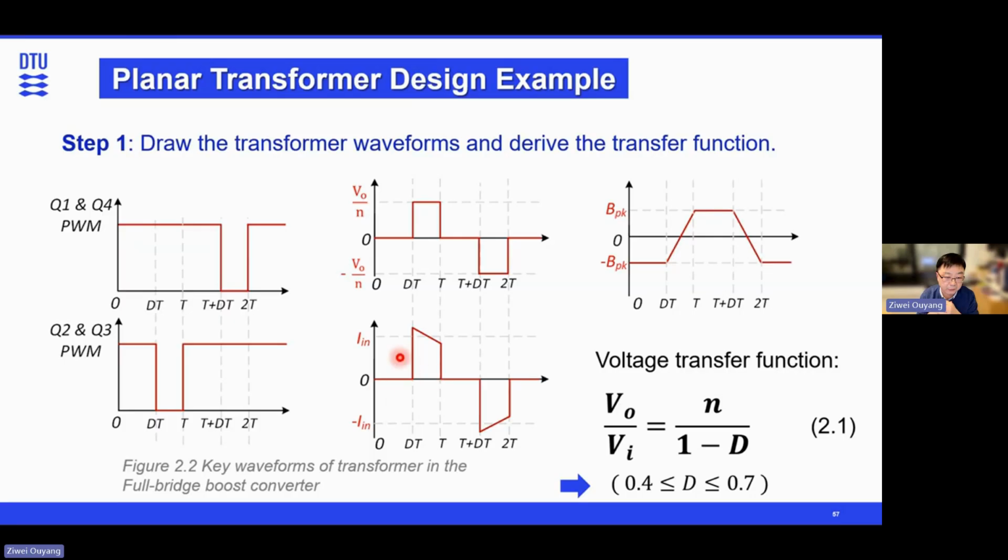So this is the voltage waveform across the primary windings, and this is the current waveform running through the primary windings. And this is the magnetic flux in the core.